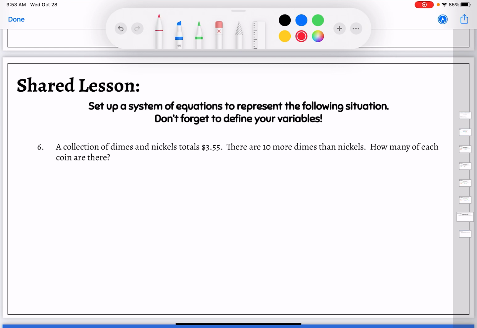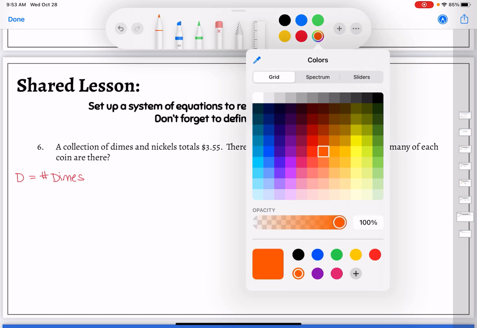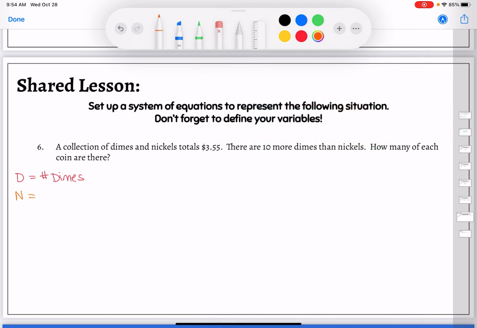All right, so again, I'm going to use variables that make sense to me. So D for the number of dimes, be specific. Don't just say dimes, say number of dimes. And I'm going to say N as the number of nickels. All right. So this time it says a collection of dimes and nickels totals $3.55. So in this one, we're talking about the total value, right? If we're talking about money here for the total, we're talking about the total value.